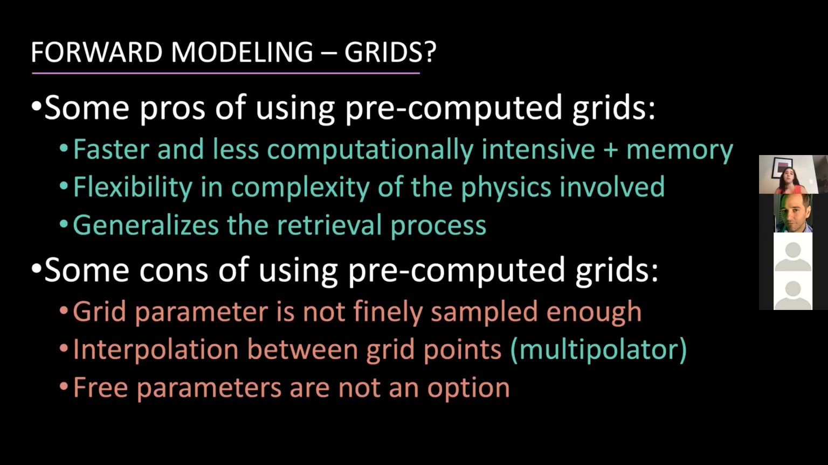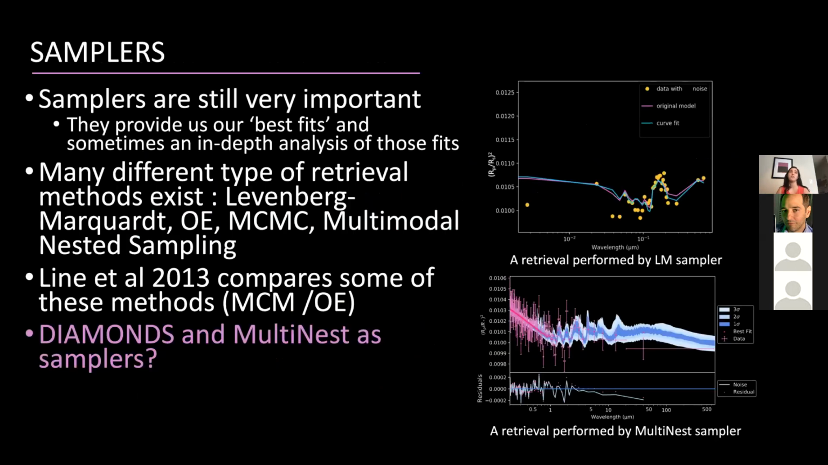Some ways that we can work with this is high dimensional interpolation between grid points. And we do have a code that does that, which is called multiplater. Another challenge of using pre-computed grids is that there is no option for free parameters. If you're only using grids and you're not using other methods that I might talk about, we have no way of having free parameters in our computations. You have to have a set of parameter values for your forward models.